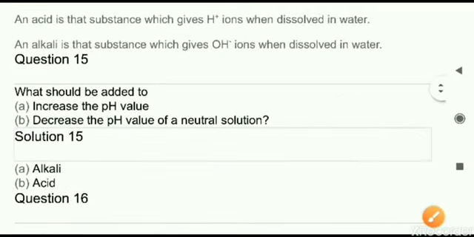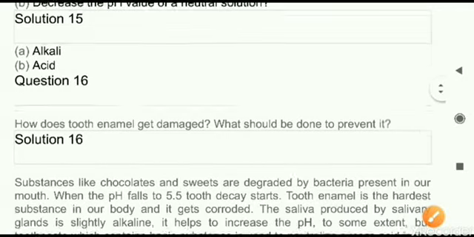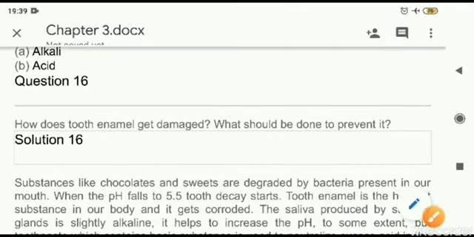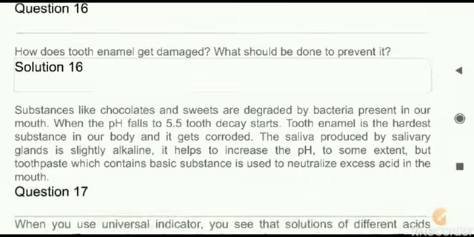Next, question 15. What should be added to increase the pH value? For increasing the pH value, we will add any alkali. Then the value will become more. If we have to decrease the pH value, then we will add any acid. Question 16. Tooth enamel, how does it get damaged, and what should be done to prevent it? Already in the class you have seen it, you can read the answer.